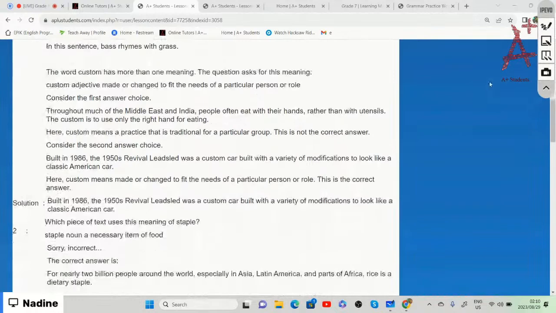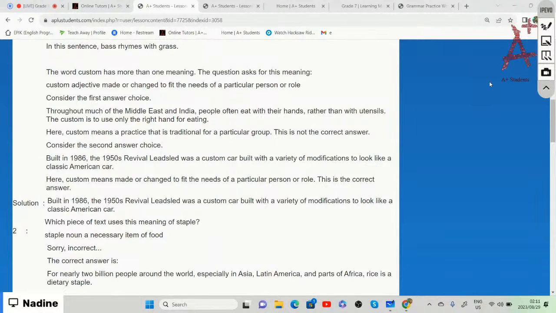Next, the word custom has more than one meaning, right? The question asks for this meaning: custom, adjective, made or changed to fit the needs of a particular person or role. So consider the first answer choice.